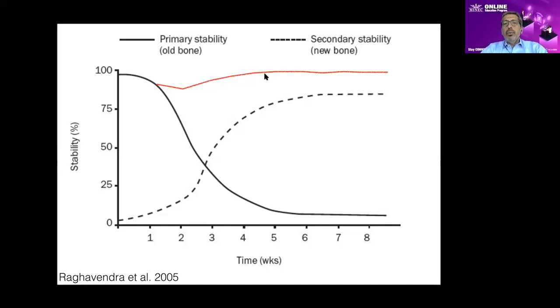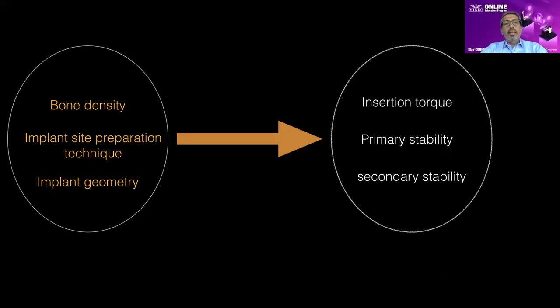And I will try to go more into detail to show you what the different parameters are that can affect primary stability and secondary stability. Here we will say that bone density, implant site preparation technique, and implant geometry are very important parameters that can lead to a good insertion torque, a high primary stability, and a very fast secondary stability. And these can, of course, affect your clinical decision.